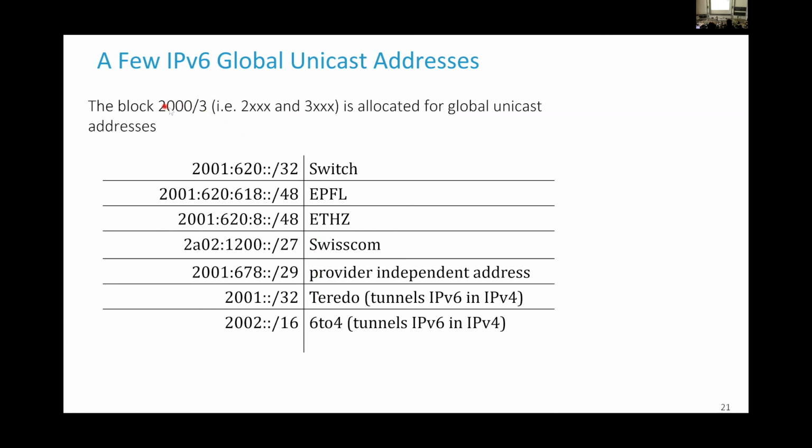The block 2000/3, so 3 means bits, the number of bits here, not the number of hexadecimal digits. So it means anything that starts, if you encode in binary, the 2 as a hexadecimal digit is coded on 4 bits, 0010. And /3 means it includes anything that starts with the digit 2 or the digit 3. So those are the IPv6 addresses that are the normal IPv6 addresses as of today.